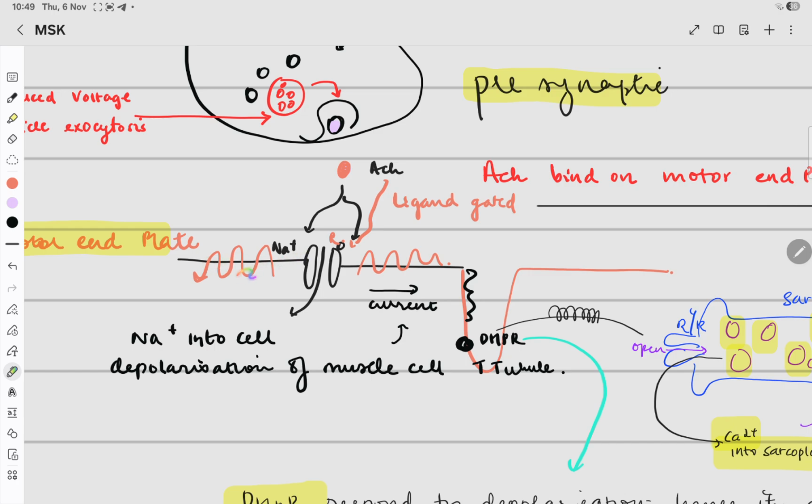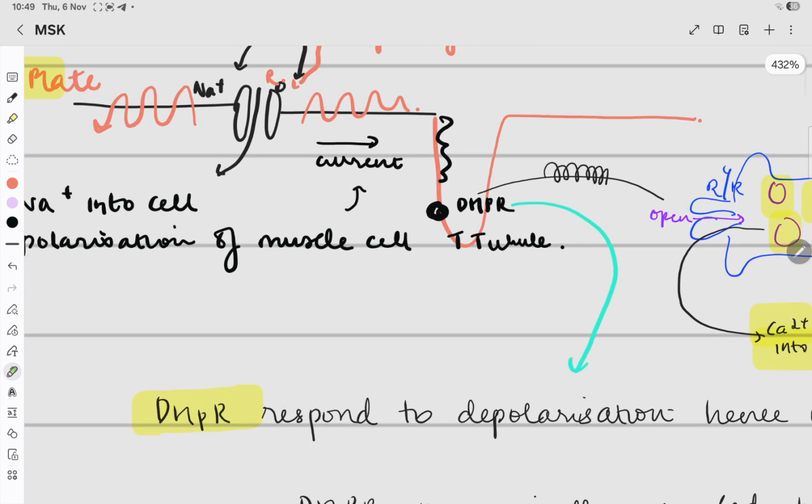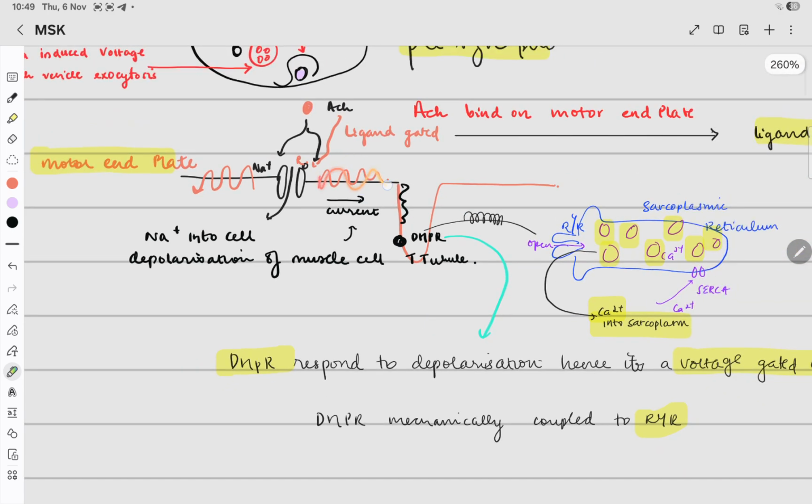As you can see, this motor end plate will also have a T-tubule. Now we'll be talking about this T-tubule. As the action potential reaches the T-tubule, it stimulates the DHPR receptors, dihydropyridine receptors. They get depolarized, so you see this depolarization of dihydropyridine receptors with the muscle cells that is present on the T-tubule.